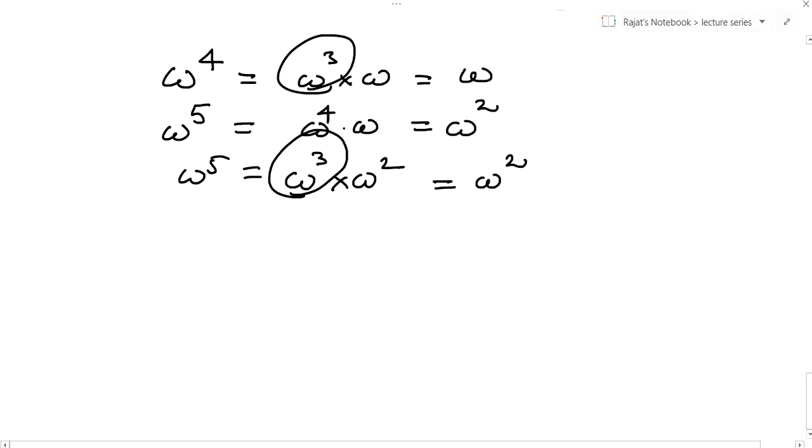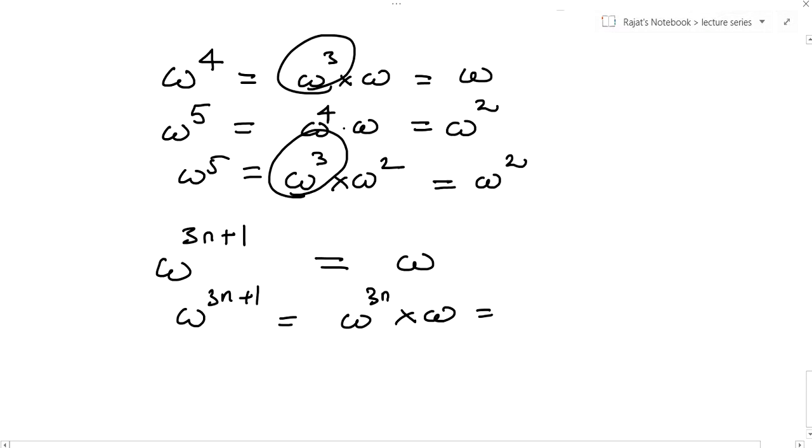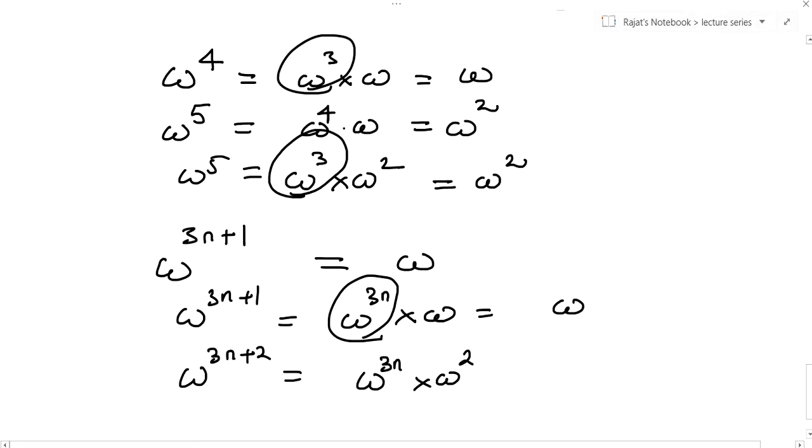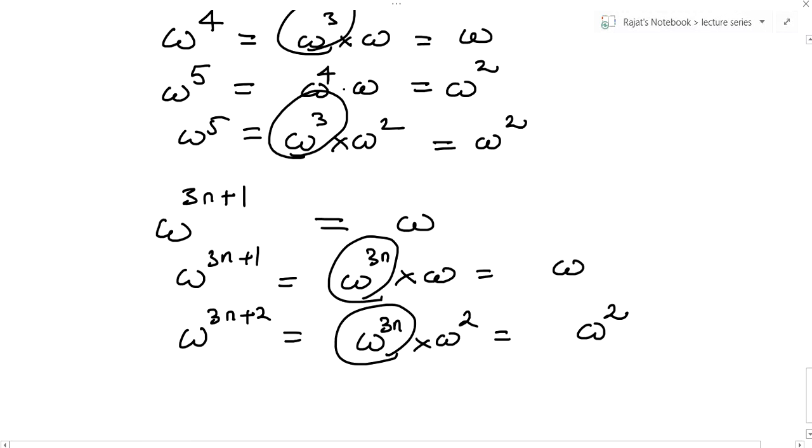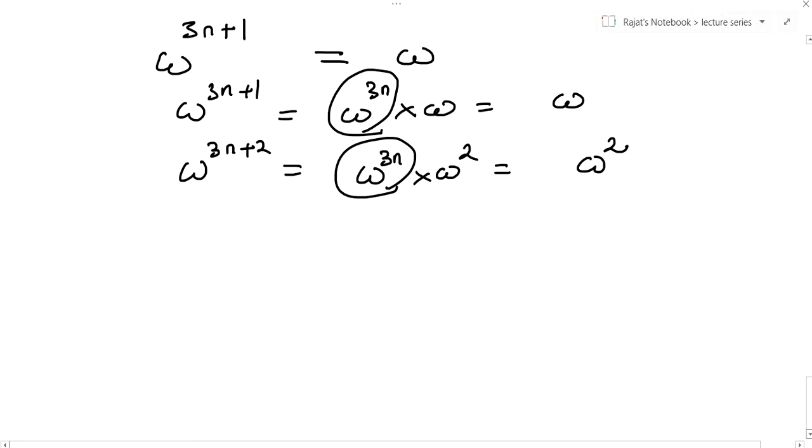Okay, so I can generalize this further. I can say omega to the power 3n plus 1 is equal to omega, because omega to the power 3n plus 1 can be written as omega to the power 3n into omega, and omega to the power 3n is 1, so this is omega. Similarly, omega to the power 3n plus 2 is equal to omega to the power 3n into omega square. This is 1, so it is omega square. Okay, so these are two important properties.